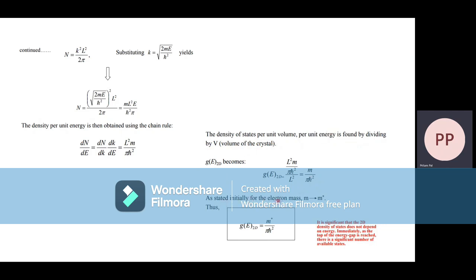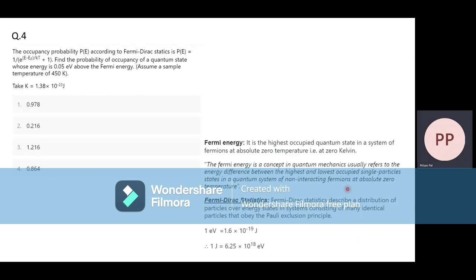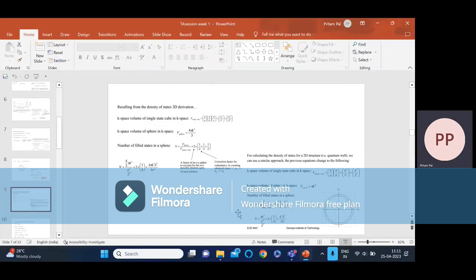As stated initially, the electron mass now has to be converted to m star, the effective mass because of the potential profile. So it becomes m star by pi h-bar squared. It is significant that the 2D density of states does not depend on the energy. Immediately as the bottom of the energy gap is reached, there is a significant number of available states. Right. Now let's move on to the next set of questions.